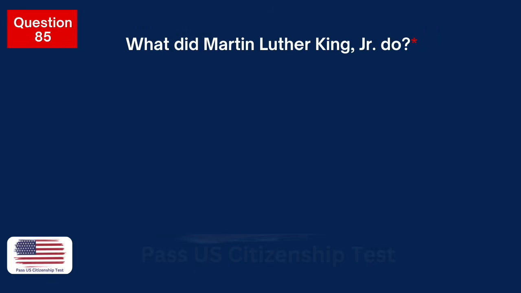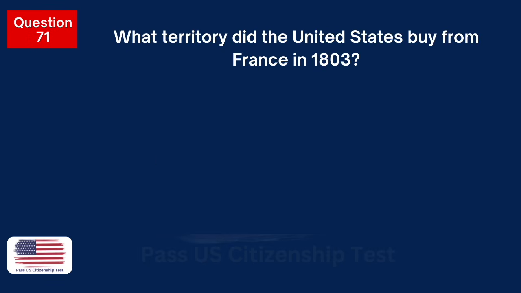What did Martin Luther King Jr. do? Fought for civil rights. What territory did the United States buy from France in 1803? The Louisiana Territory.